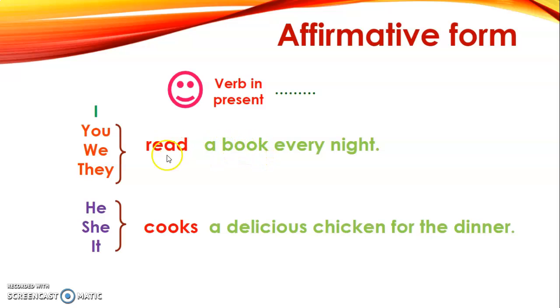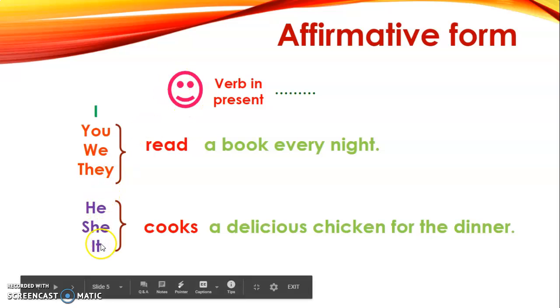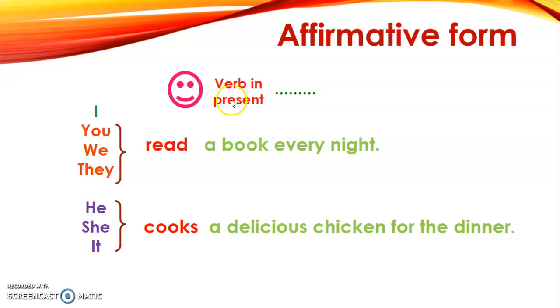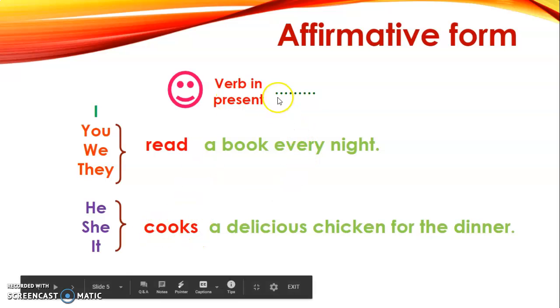That's right. Now I have here another example. Aquí tengo otro ejemplo. Pronoun, he, she, it. Verb in present, cooks. Complement, a delicious chicken for the dinner.